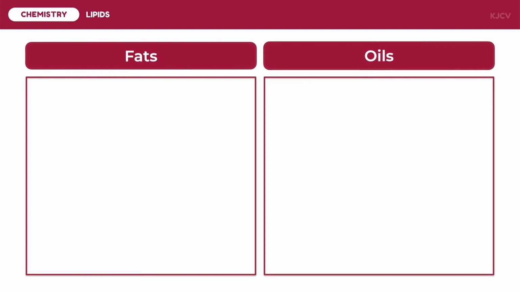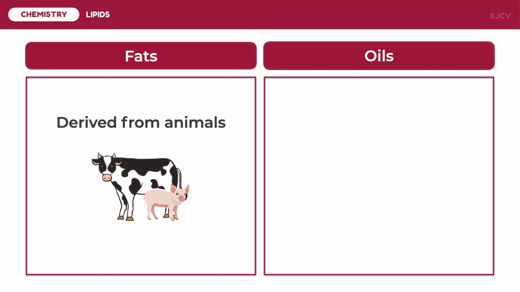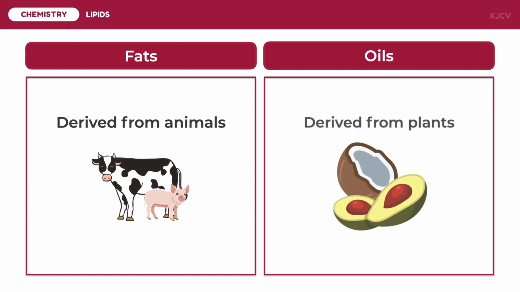Triglycerides may also be classified as either fats or oils based on the source. Fats are derived from animals like cows and pigs. Oils, on the other hand, are derived from plants like coconut and avocado. Triglycerides are mostly used as energy sources. Energy is stored in the bonds of the fatty acids. If a living organism consumes too many calories, this excess energy will be stored as fat tissues.